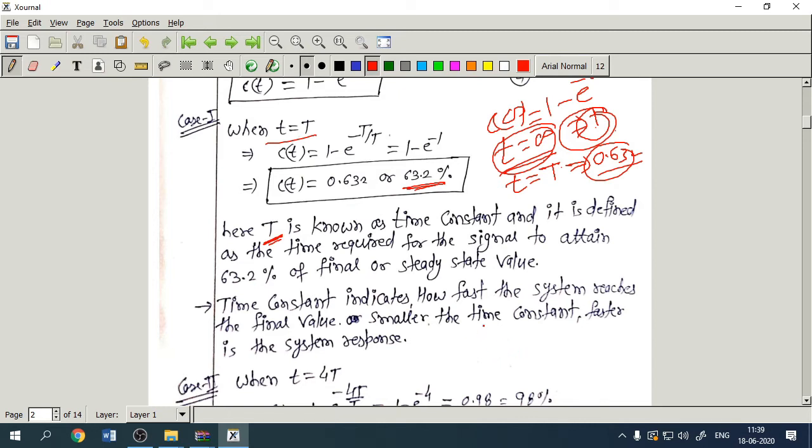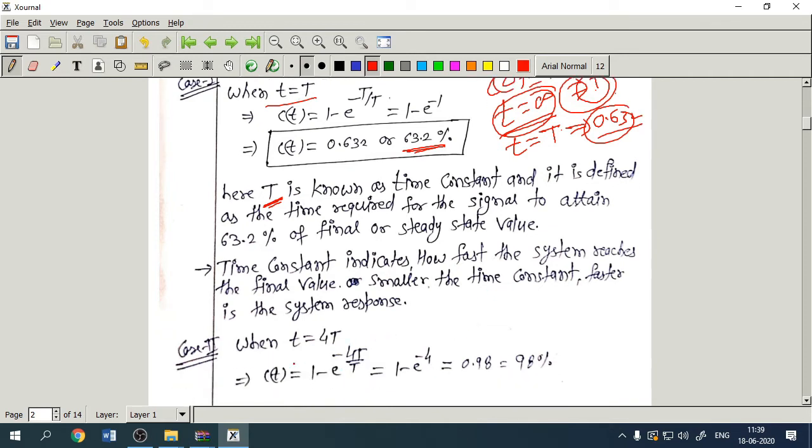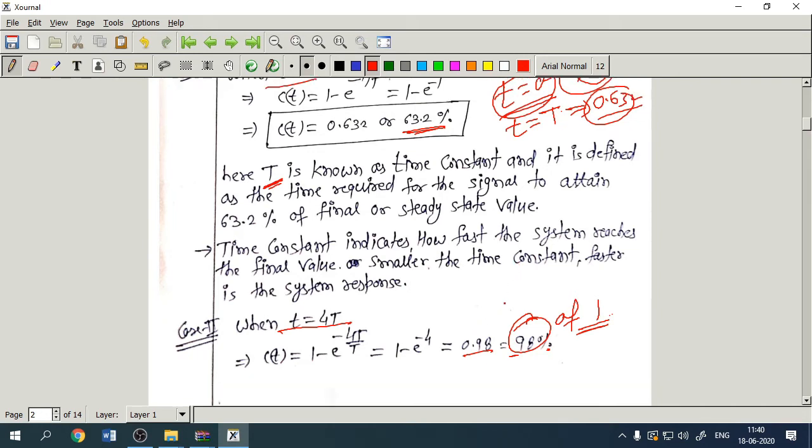Now we will prove that. Now we'll put the value of small t equal to 4T. C(t) equals 1 minus e to the power minus 4T divided by T, which is 1 minus e to the power minus 4. That is 0.98, which means 98% of the final value, and 1 is the final value. So the system will be faster, right?